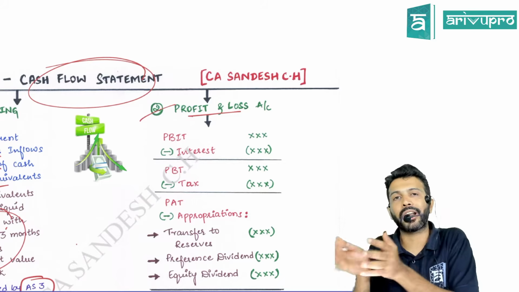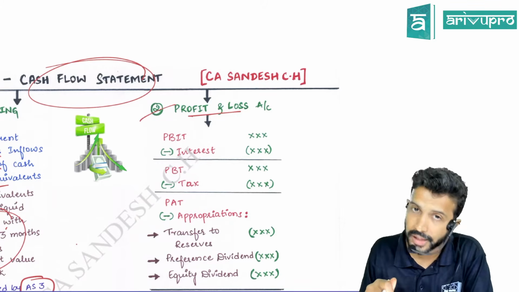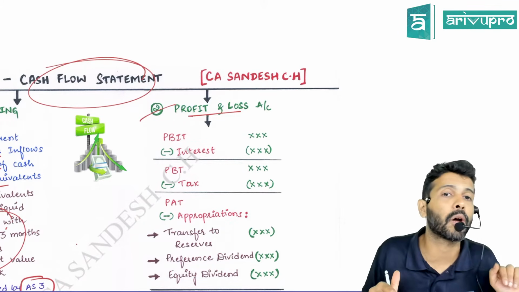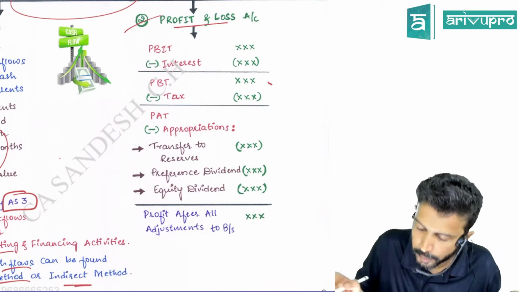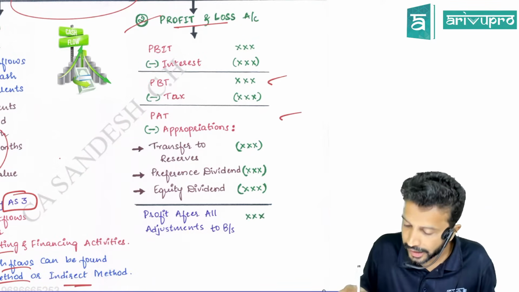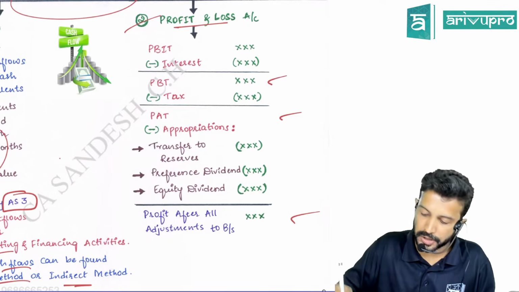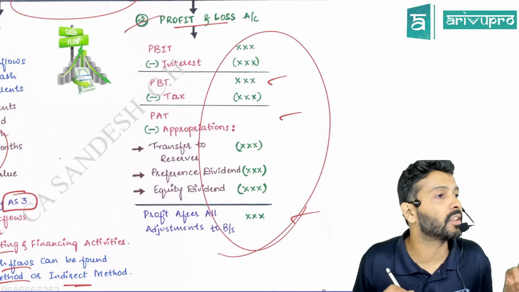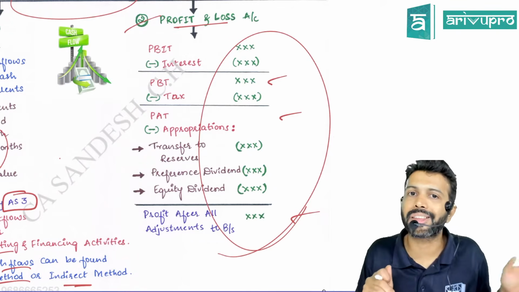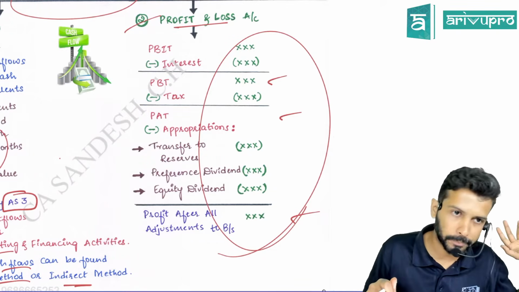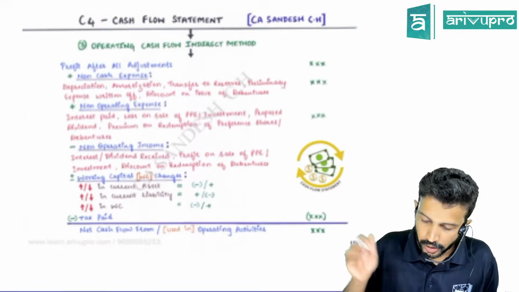One of the important aspects you need to keep in mind when it comes to the indirect method is to check what sort of profit is available to us in the question. Generally, we see either profit before tax, or profit after tax, or profit after all the adjustments. One among these 3 is given to us in the question. Based on which profit you are choosing, the adjustments will vary. That is one.